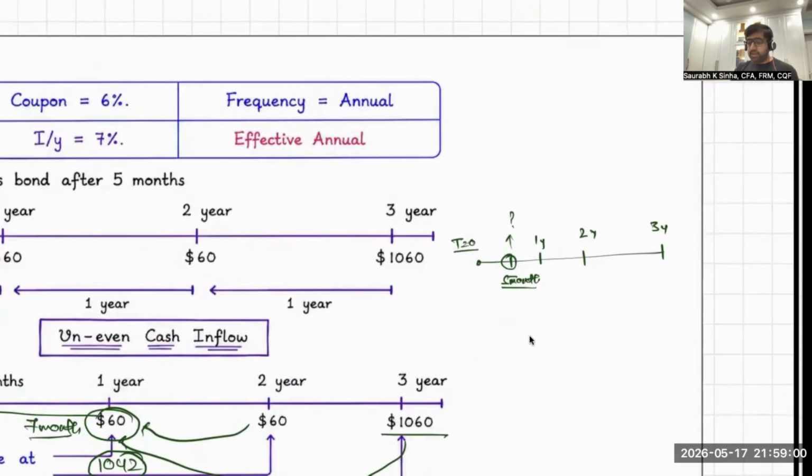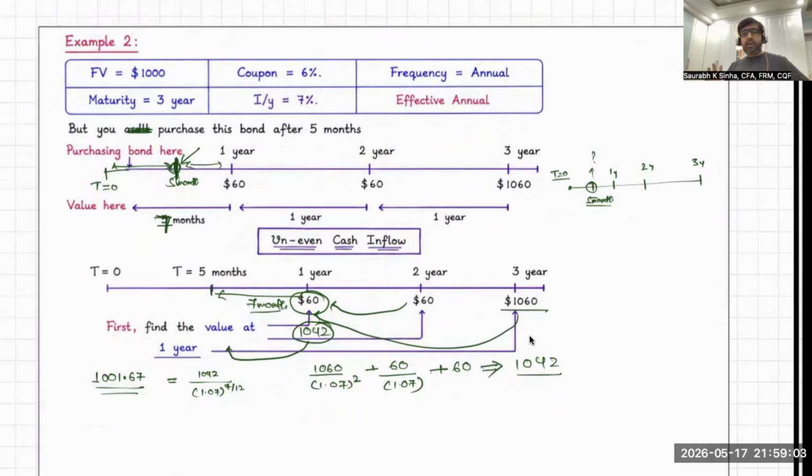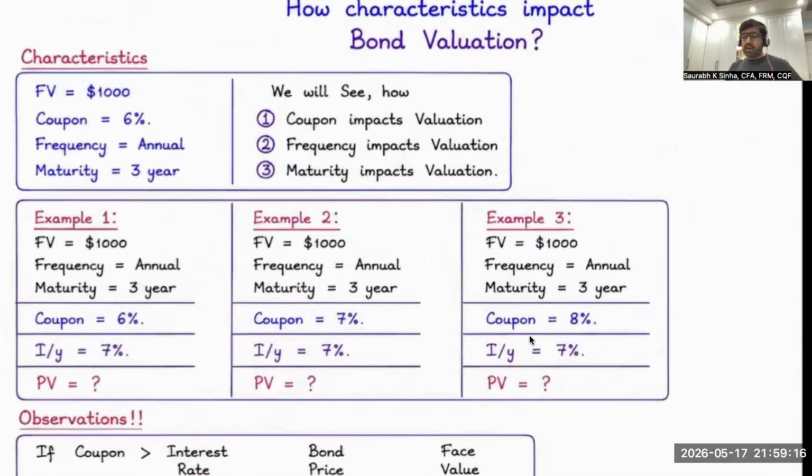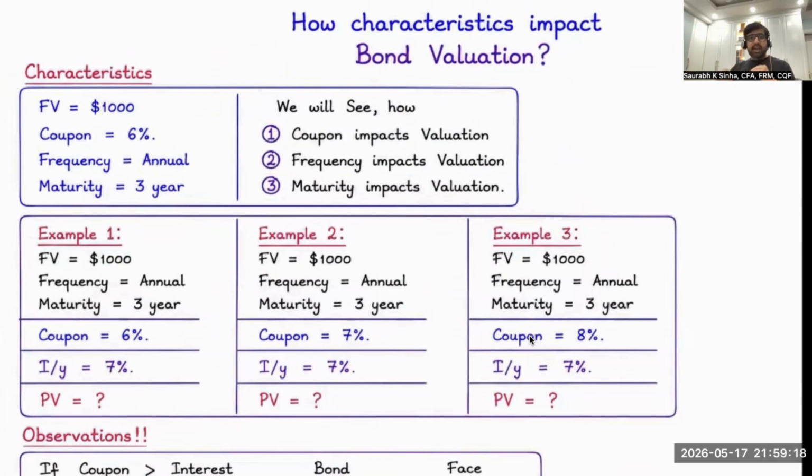Okay. So if you're able to understand and solve this question at your own level, then now you have understood how to play with uneven cash inflow and do the valuation. So with that, we'll pause here. In the next session, we'll try to understand how different characteristics of the bond impact the valuation.